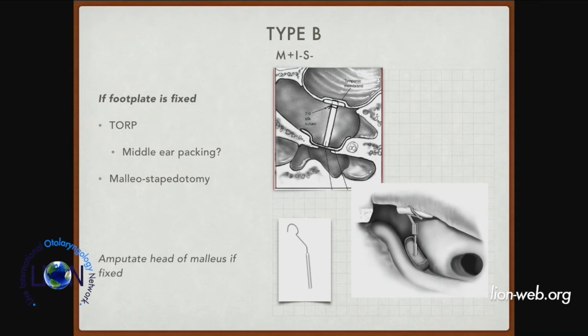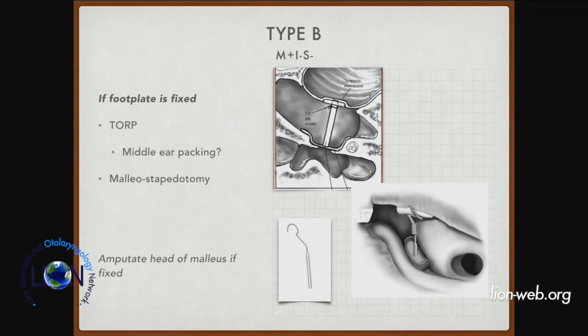If the footplate is fixed, it's a little bit more of a dicey situation. You can still do a stapedectomy and cover your oval window with a perichondrium. Then you might want to think more about securing the lateral end of the prosthesis to avoid displacement in the vestibule. Sometimes just packing the middle ear with gelfoam will temporarily hold this prosthesis out. But again, you've got to be very careful.